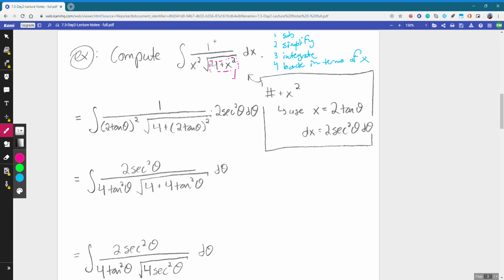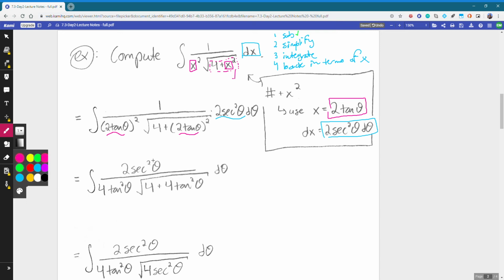And now we can go ahead and start substituting in. Wherever we see an x, we're going to plug in what that x equals, 2 tangent theta. So we see that here, and we see that here. And then here, our dx, we're going to swap that out with what it equals here, the 2 secant squared theta. Okay, so with that, we have done our first step, and now we have some algebra to work through.